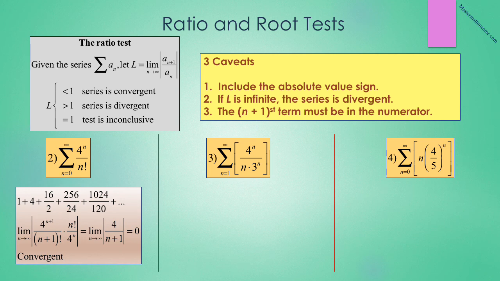It might appear that this series is failing the nth term test, as the numerator appears to be getting bigger much faster than the denominator. But that is an illusion. For instance, when n is 10, we will have 4 to the 10th over 10 factorial.